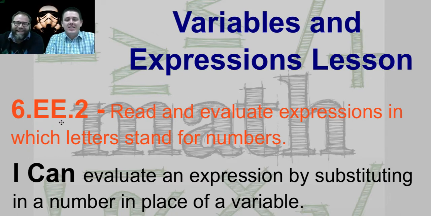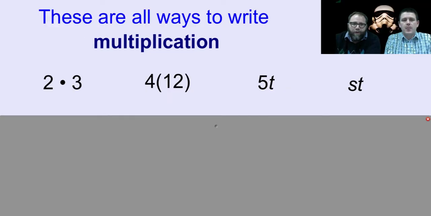Our learning standard is 6.EE.2: read and evaluate expressions in which letters stand for numbers. And our I can statement: I can evaluate, fancy word for I can do the problem and find an answer, by substituting in a number in place of a variable. One of the keys to this is understanding the new ways that we're going to talk about multiplication and how we can write it. So we're going to go away from using an X. And these are some of the ways.